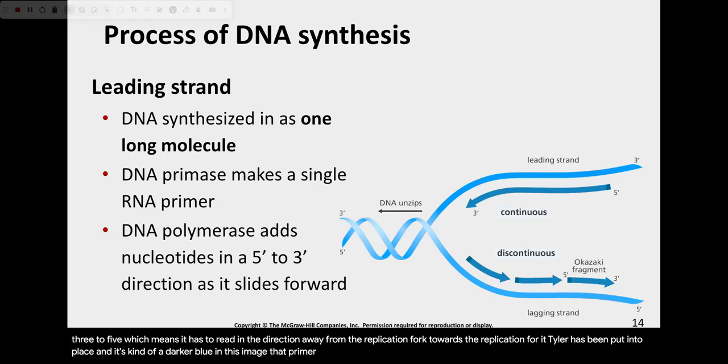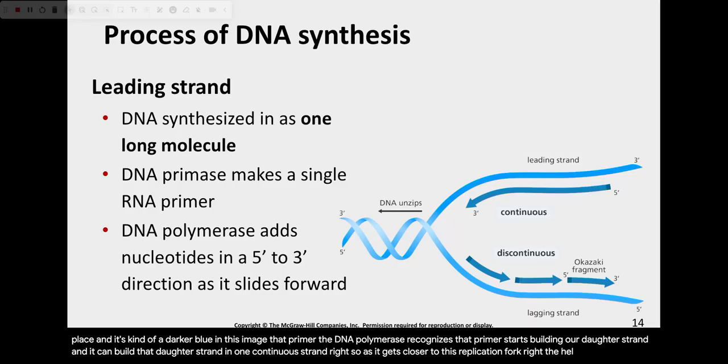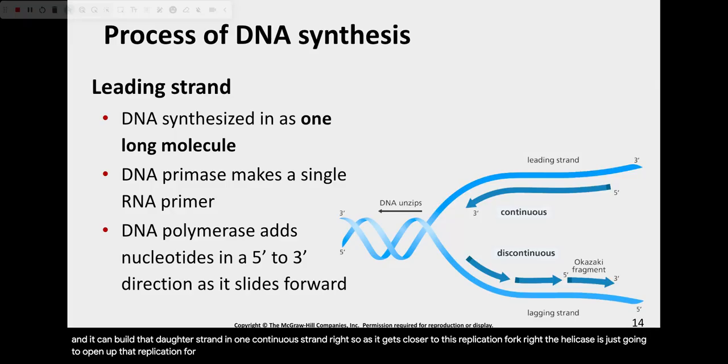So once a primer has been put into place, and it's kind of a darker blue in this image, that primer, the DNA polymerase recognizes that primer, starts building our daughter strand, and it can build that daughter strand in one continuous strand. So as it gets closer to this replication fork, the helicase is just going to open up that replication fork even further, and this DNA polymerase can just keep on adding more molecules. So we're creating a single continuous strand on the leading strand.